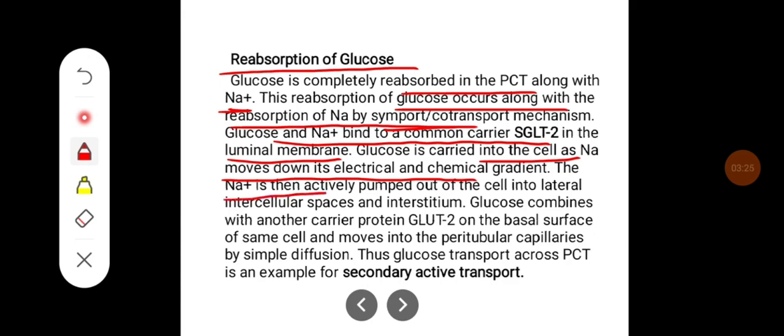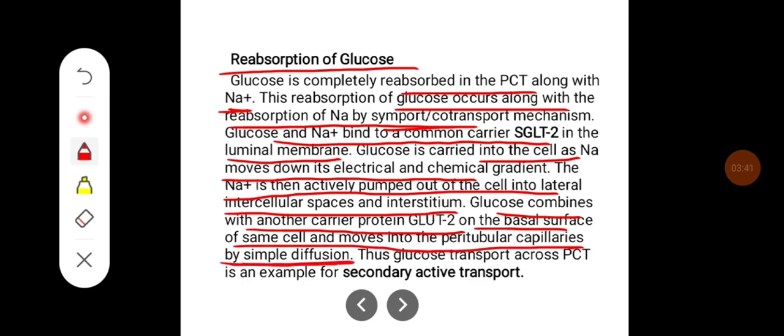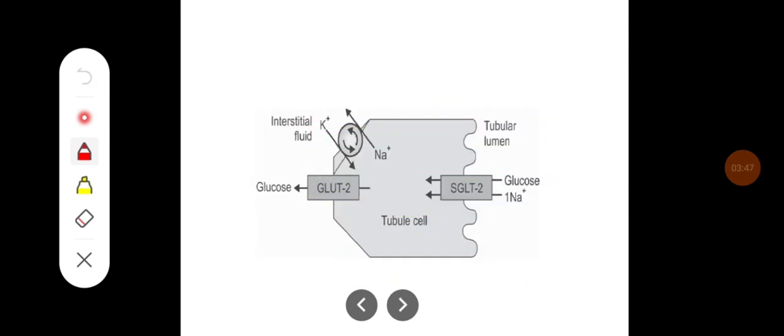The sodium is then actively pumped out of the cell to lateral intercellular spaces and interstitium. Glucose combines with another carrier protein, GLUT2, on the basal surface of the same cell and moves into the peritubular capillaries by simple diffusion. Thus, glucose transport across PCT is an example of secondary active transport.